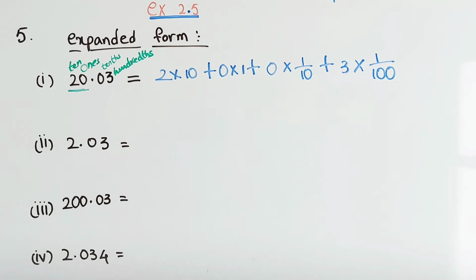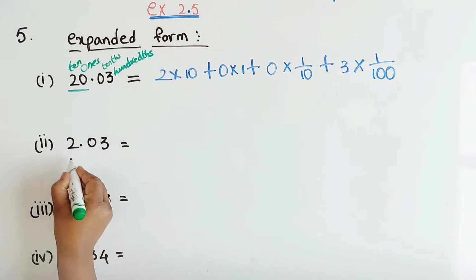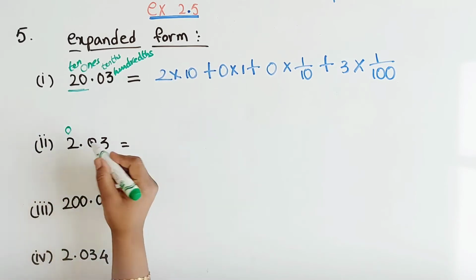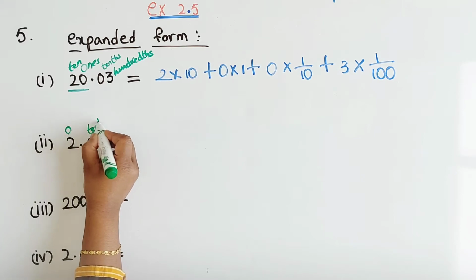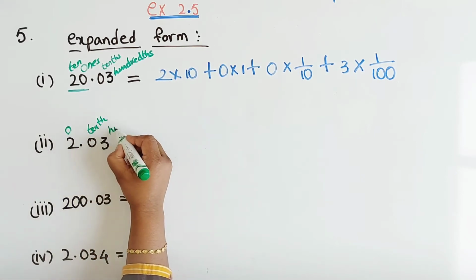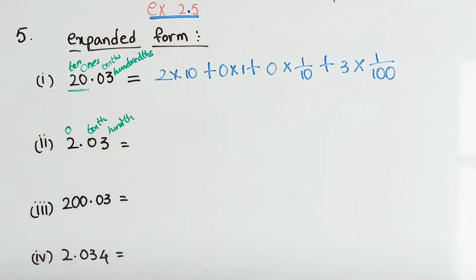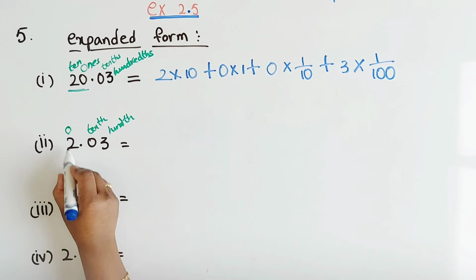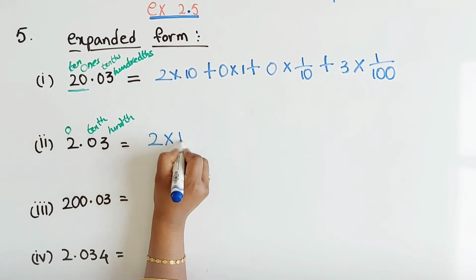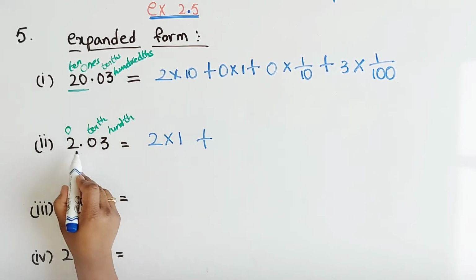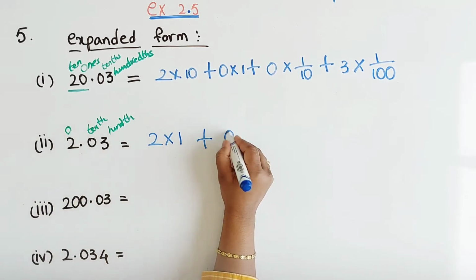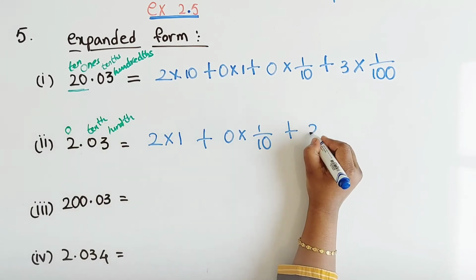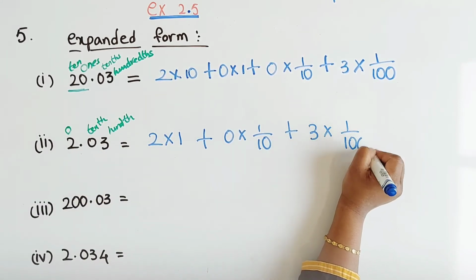2.03, children. Here also we will write the place values first. This one is a whole number, 2 in ones place only. After the decimal point here, this is tenths and this is hundredths. Now we'll write the expanded form for this number. That means 2 in ones place, 2 into 1, plus after the decimal point 0 in tenths place, 0 into 1 by 10, plus 3 in hundredths place, 3 into 1 by 100, children.